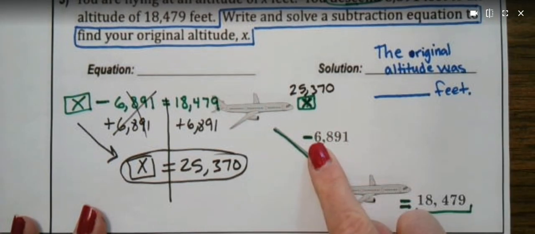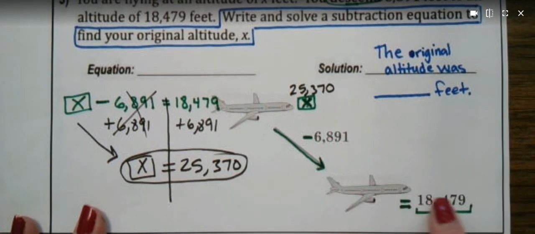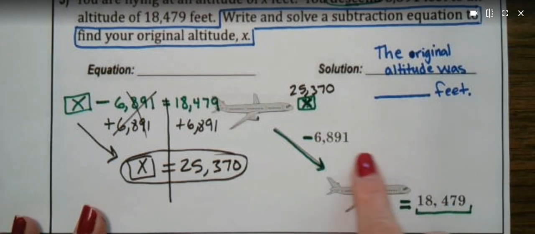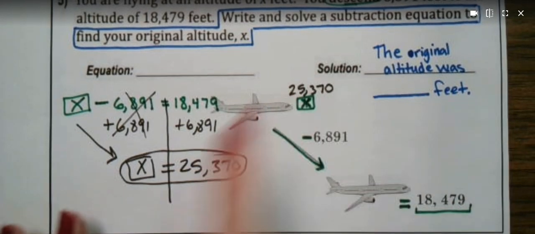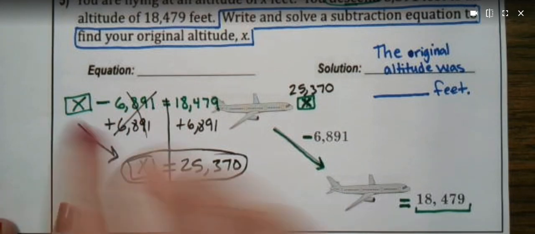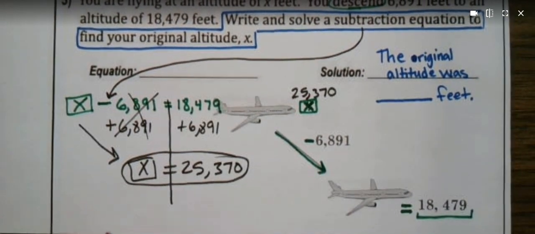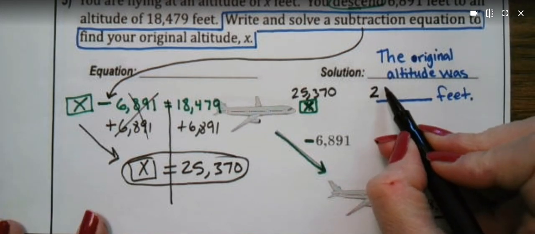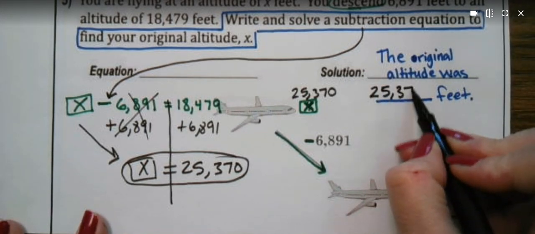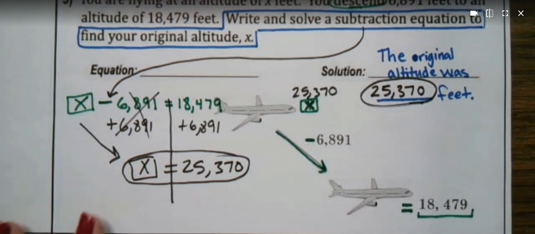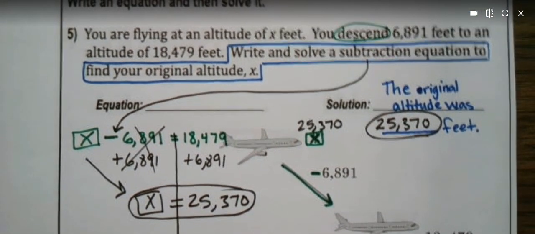Does that make sense? And then we drop down here, 6,000, and we're down here at 18. So we just added the decrease back on and brought us back up. But we represented it with a subtraction equation, right? So the original altitude we're going to put here in our sentence, 25,370 feet. All right, let's try number 6.